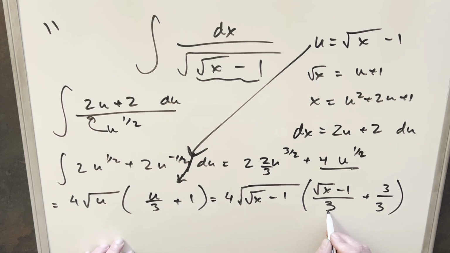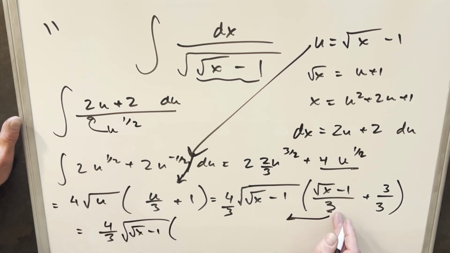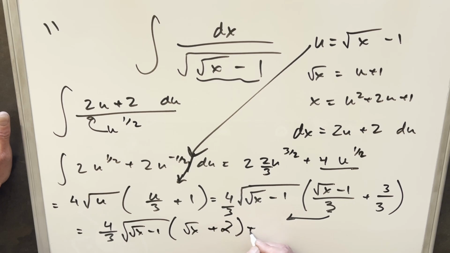What I can do is let's actually factor out this 3. I'll bring this right here, and then let's see if I can put it all together. So we're going to have 4/3 square root x minus 1. And then here, now we have left with just square root of x, 3 minus 1 or plus 2. Add a plus c on there, and that's going to do it.